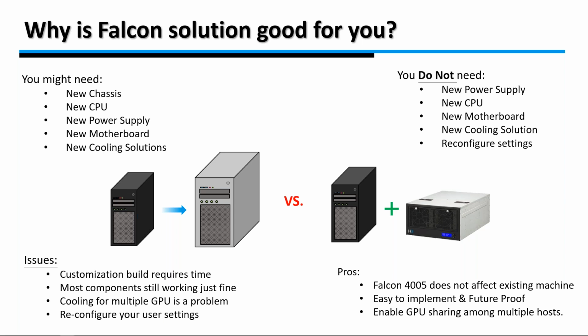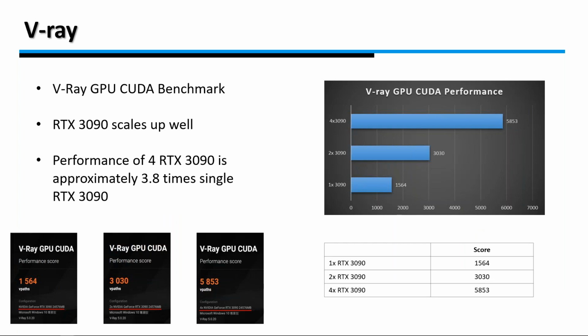Let's go back to our testing results using the 3090. The first one is the V-Ray testing result. We use 1, 2, and 4 RTX 3090s for V-Ray testing. You can see the scalability of the RTX 3090s used in V-Ray. 4 RTX is around 3.8 times a single RTX 3090. 2 RTX 3090s is around 1.9 times a single RTX 3090.